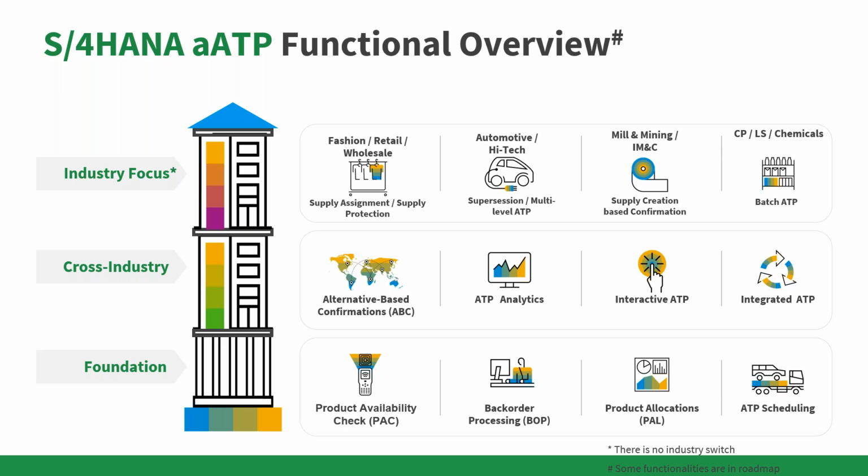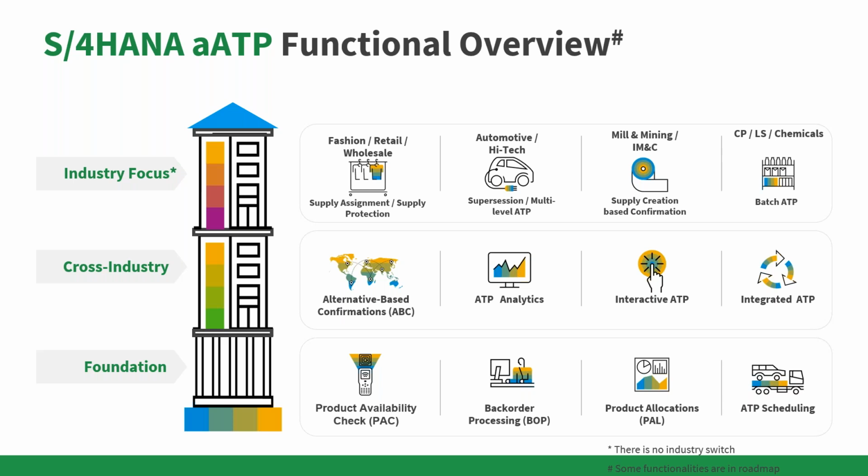These functionalities are coming specifically as requirements from these industries. However, we do not have any industry switch. That means once a particular functionality is available inside advanced ATP, any other industry can use it. For example, in the fashion retail and wholesale business, we have developed something known as supply protection. But this particular functionality is heavily demanded and is going to be used by the consumer products and chemical industries as well.